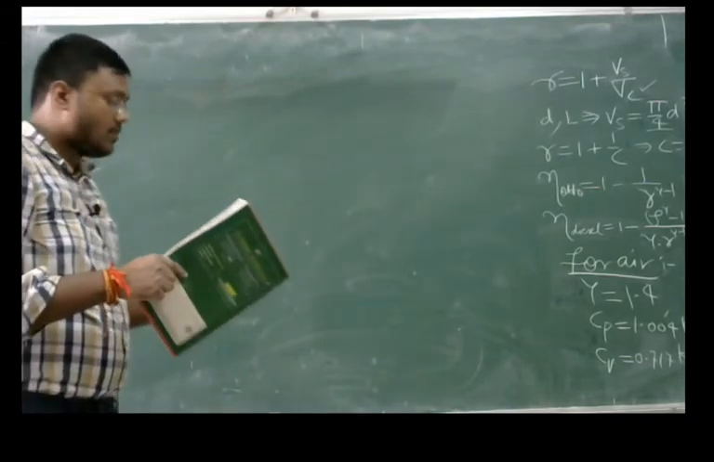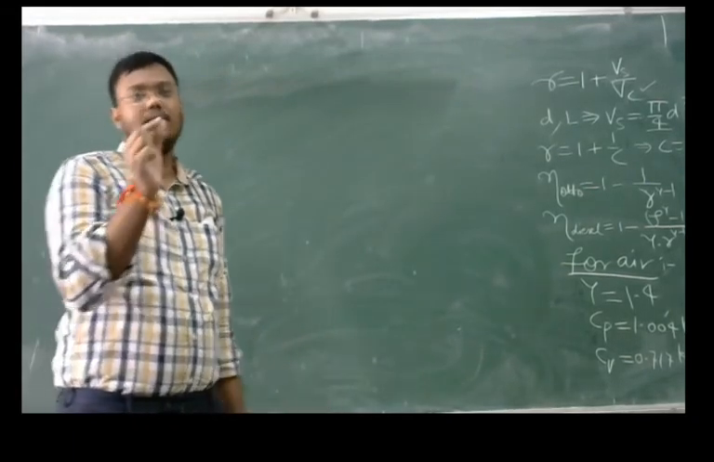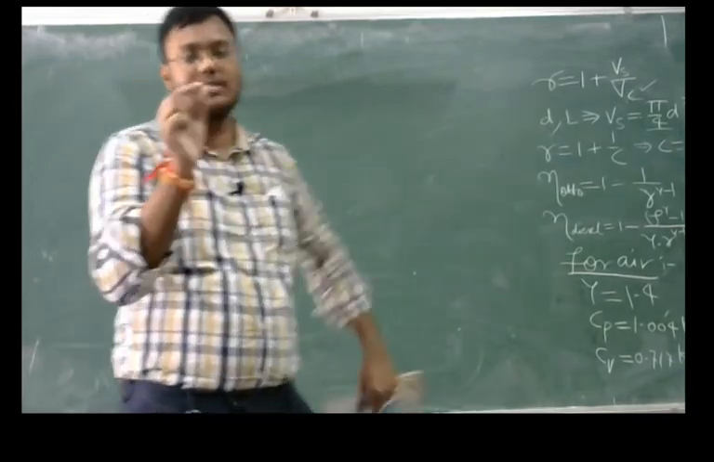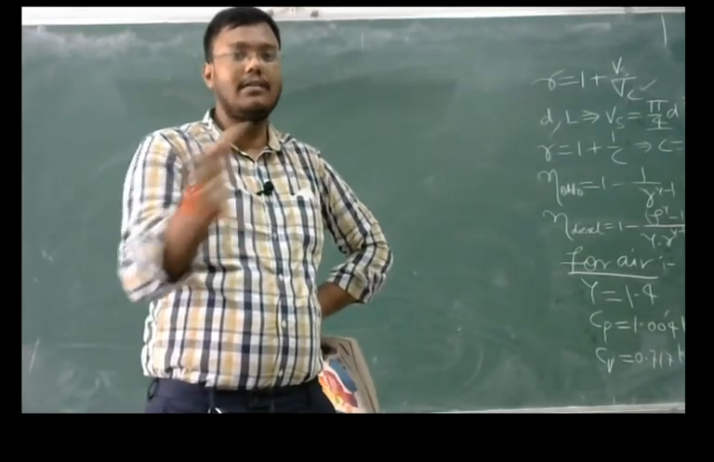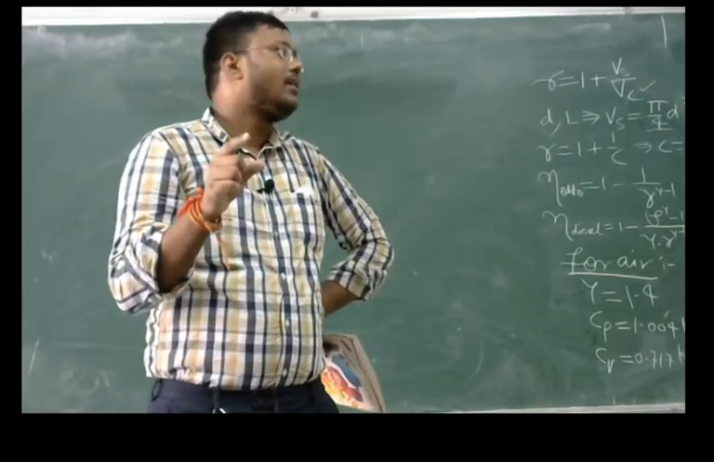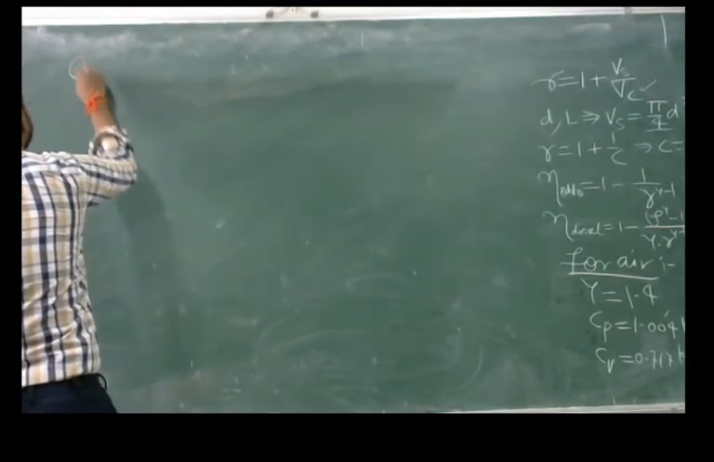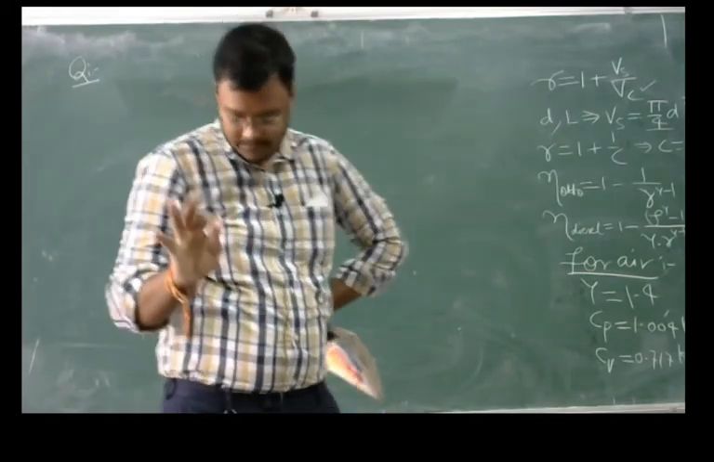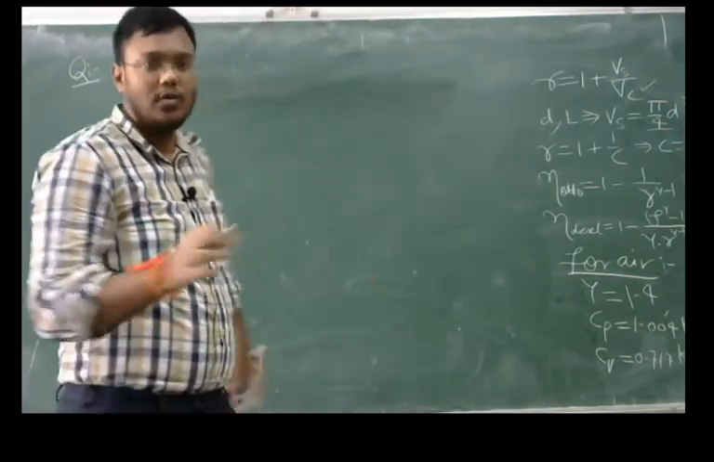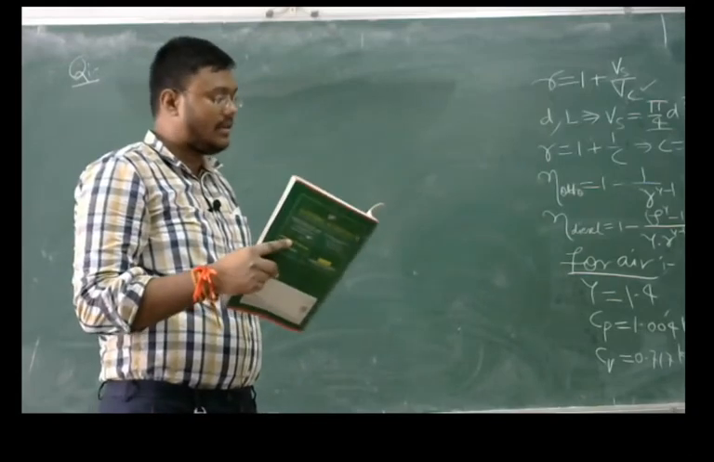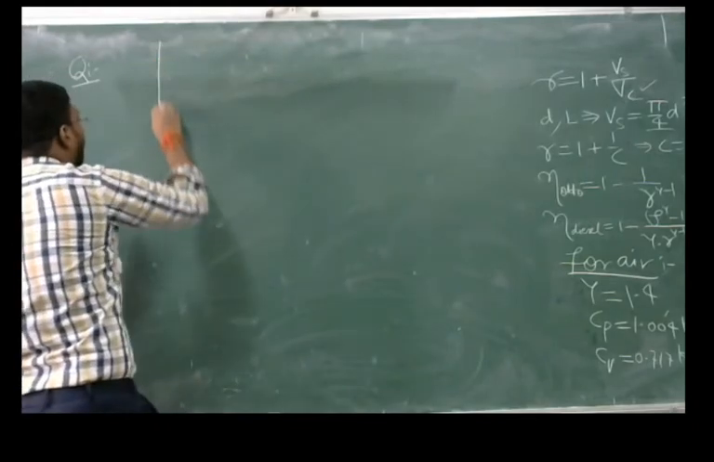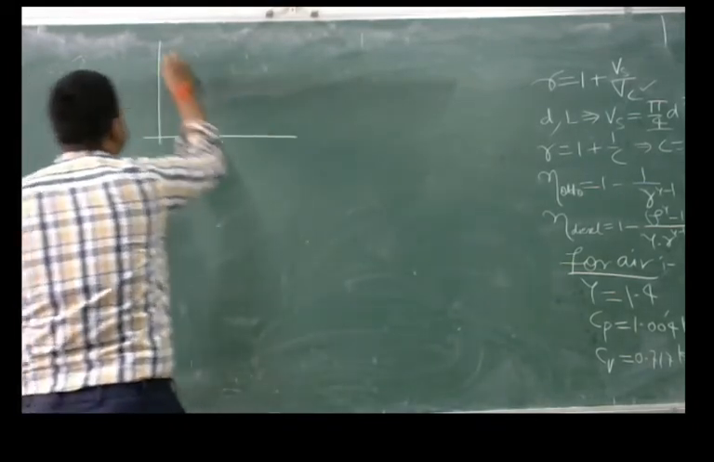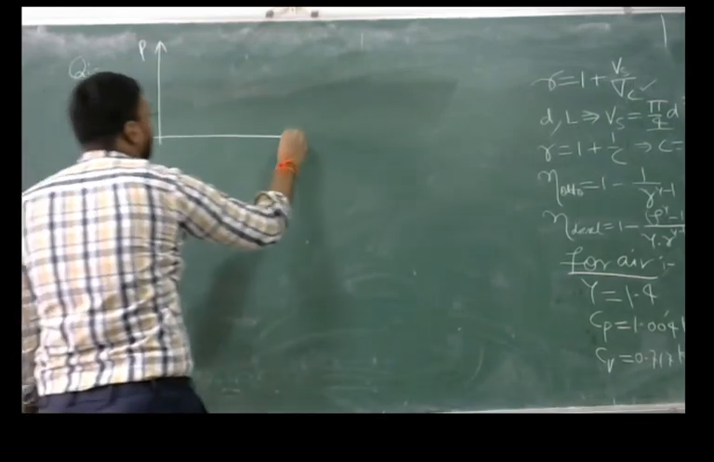So first of all, when you see the question, see which cycle is given in the question, Otto cycle or diesel cycle. First draw the cycle diagram for the given cycle. In this question, the engine is working on Otto cycle, so first of all draw the PV diagram for Otto cycle.